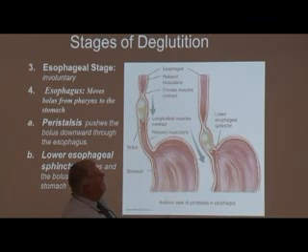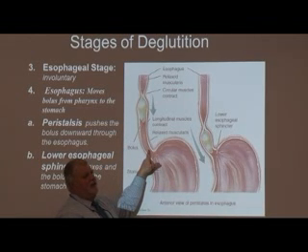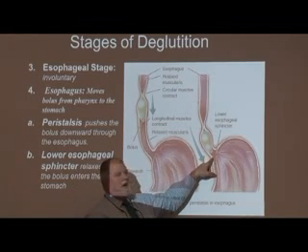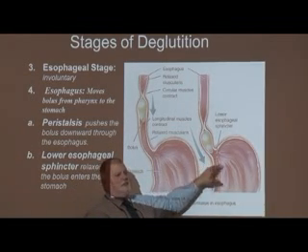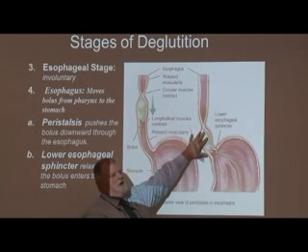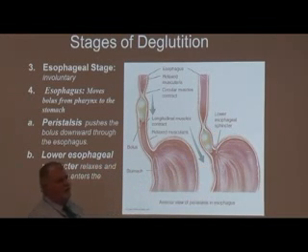which will bring the bolus all the way into our stomach. Because our stomach contains acid, our esophagus lining is not designed to tolerate acid. Then we also have to have a sphincter at the bottom of our esophagus that prevents the stomach contents from getting pushed up into our esophagus. That's called our lower esophageal sphincter. So one at the top, one at the bottom.